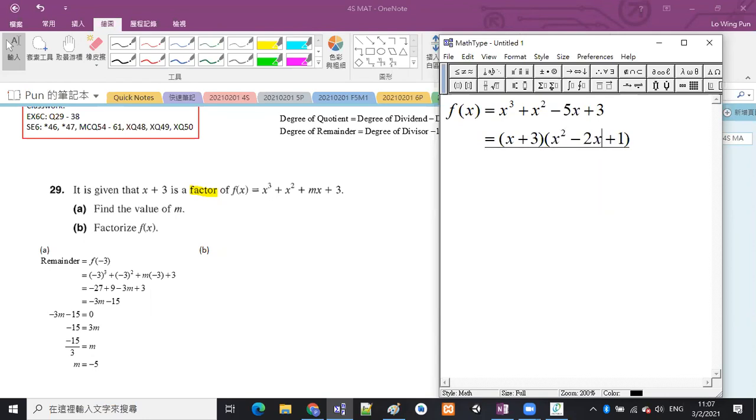Can you get this? Okay, and then you please remember to check whether this long bracket can be further factorized.